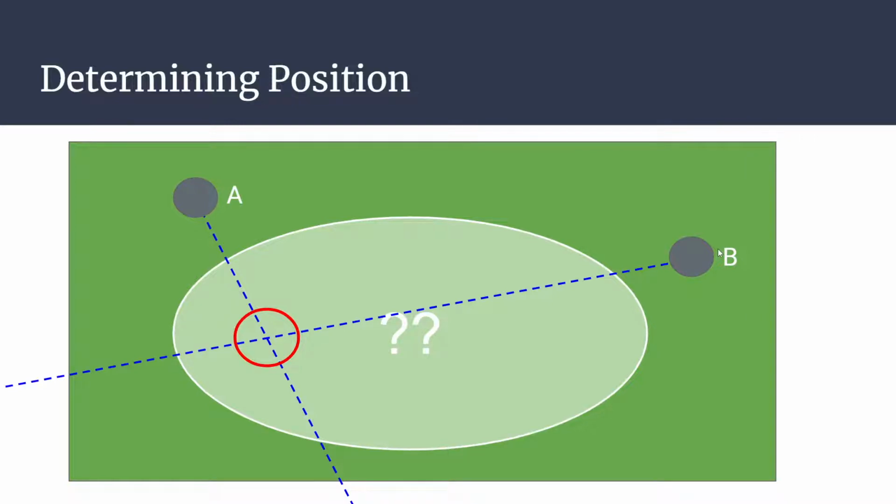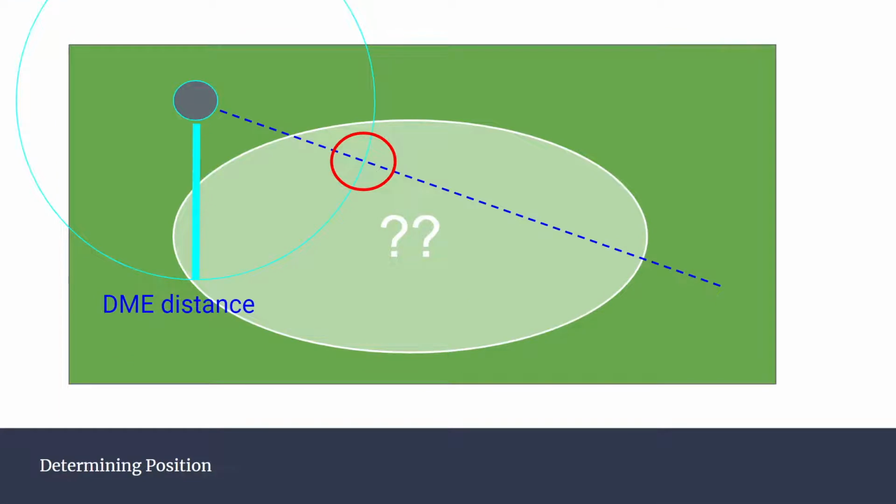Or you fly an aircraft that has 2 VOR receivers, in which case you save a little bit of time. Or you fly an aircraft with the DME.